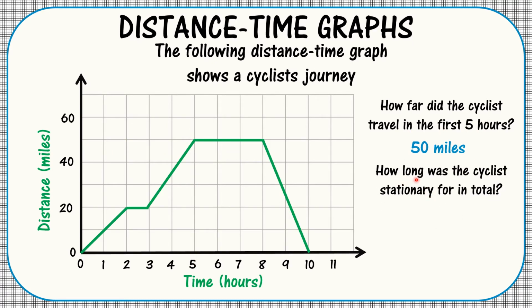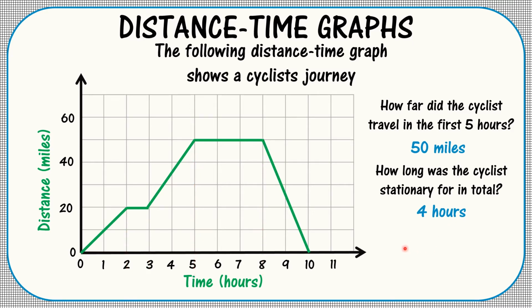The next question: how long was the cyclist stationary for in total? So it says in total. He was stationary from this point to this point, which is 1 hour, and stationary from this point to this point, which is 3 hours. Therefore, he was stationary in total for 4 hours.